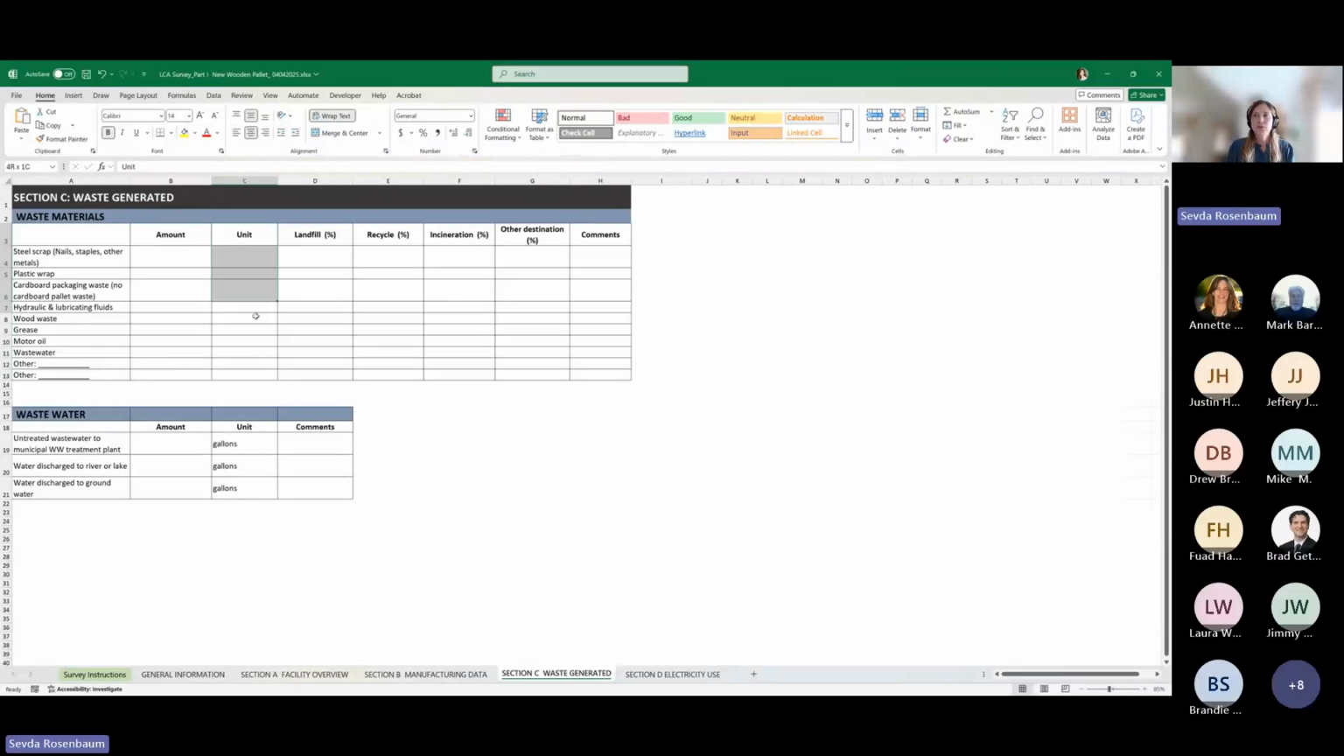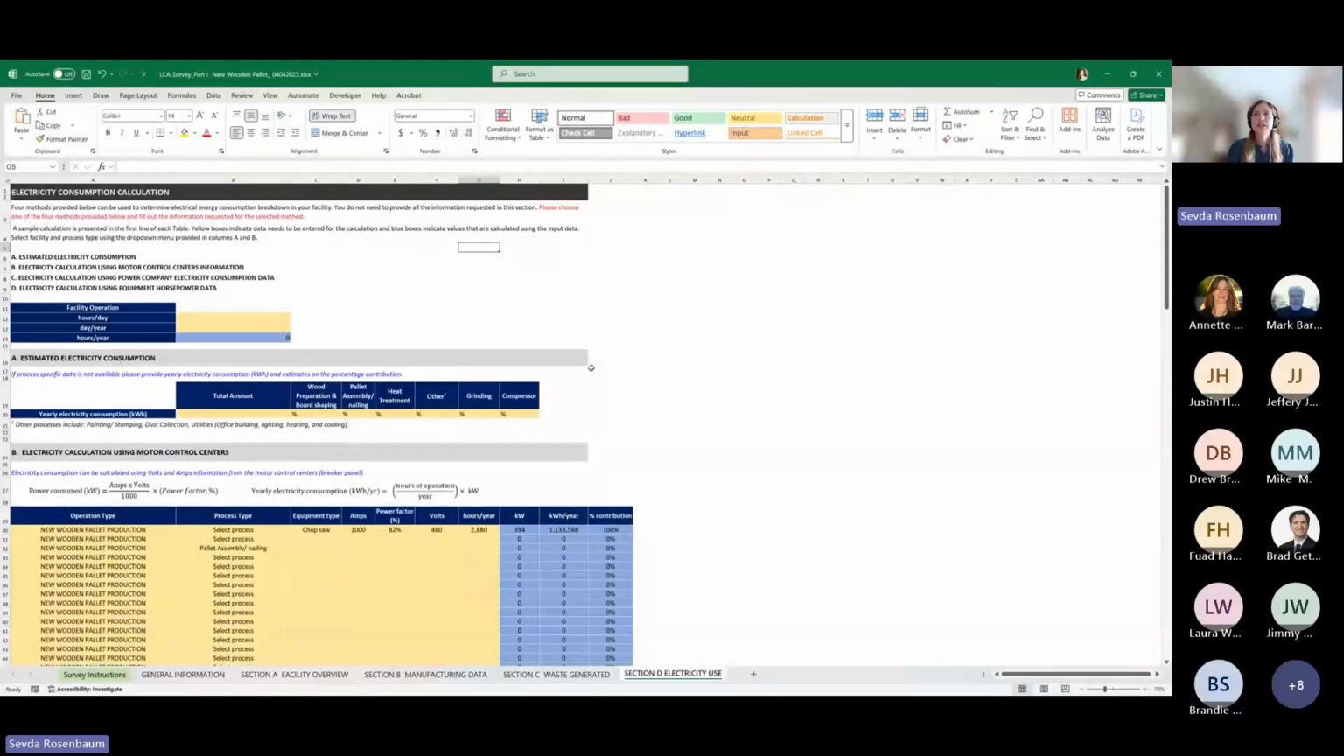You can add your own units. And we're asking how much of that material was the destination. Is it ending up in the landfill? Is it recycled or incinerated? Or if there are any other destinations, please feel free to add in the comments section. We're also asking the wastewater generation at the facility and its destination as well. If you are just discharging it to a river or a lake, or you're sending it to a wastewater treatment plant.